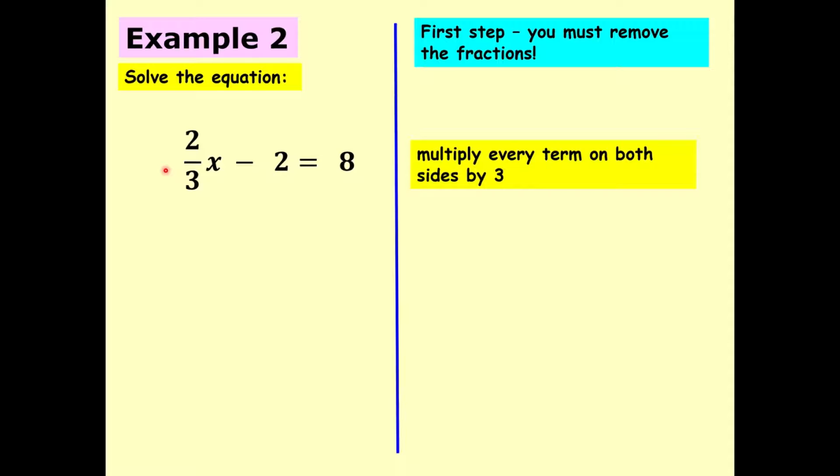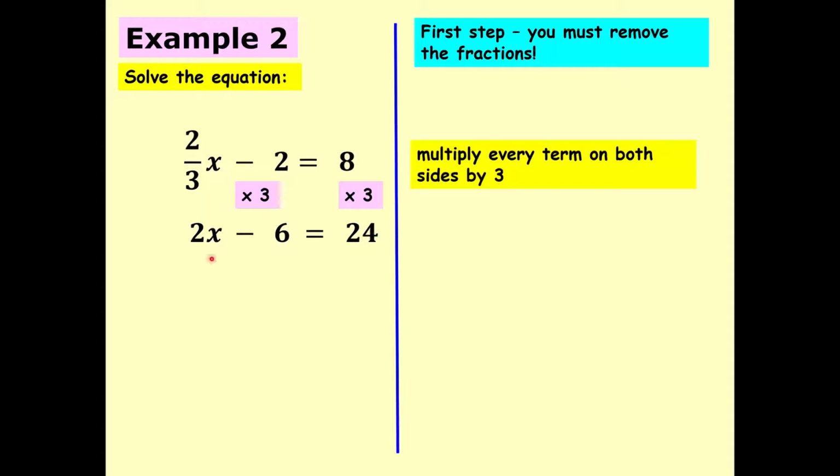So 2 over 3 x times 3 will give us just 2x. Okay, so if you're doing 2/3 times 3, you're essentially left with what is on the top. To give us 2x, subtract 2 times 3 is 6, equals 24. So we've times every single term by 3. Once we've done that, we're just going to use our previous skills of solving equations.